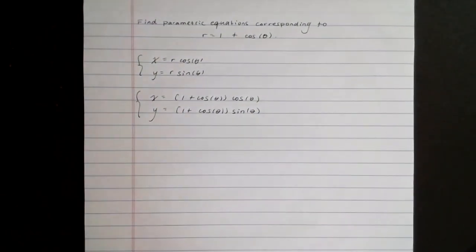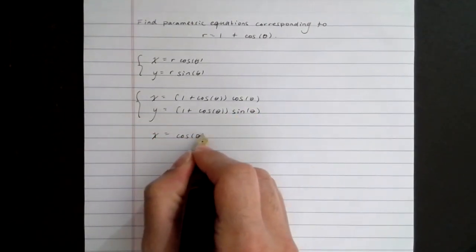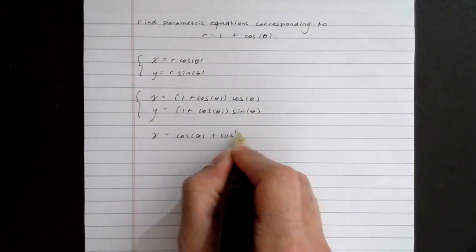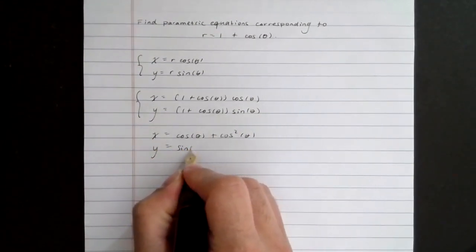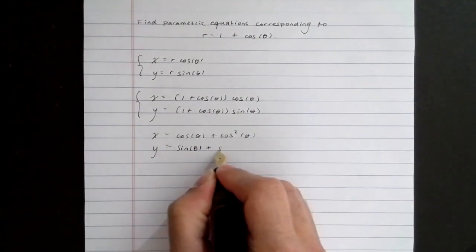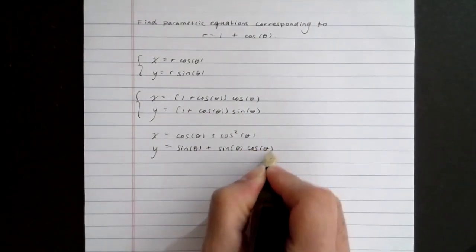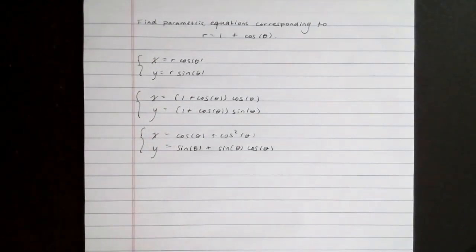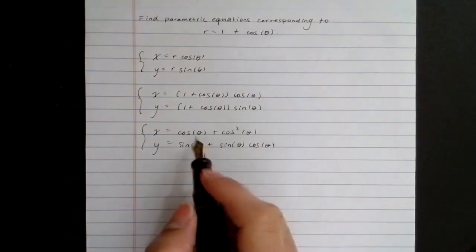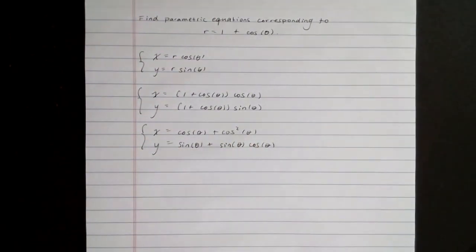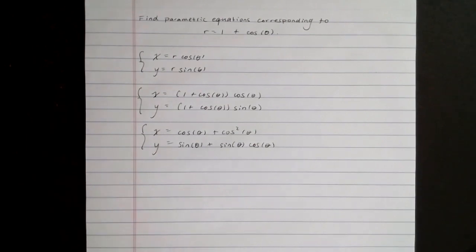And let's just distribute and rewrite it as cosine plus cosine squared, and sine plus sine cosine. Now we don't have t here, but theta is also a fine variable, and so we can leave this here as our parametric equations.